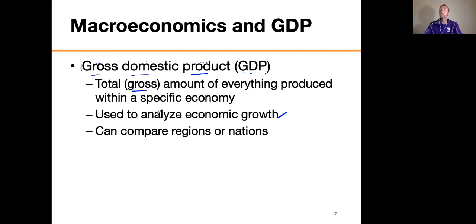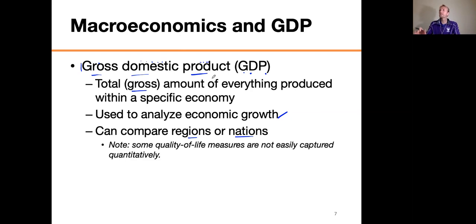All right, we can compare regions or nations. We can compare the GDP of California to the GDP of Arizona, for example. They're very different numbers, obviously. You can compare the GDP of the United States to the GDP of China. And so really it is a shortcut or a proxy to answer the question, how well is the country doing? Okay, I want to point out that some quality of life measures are not easily captured quantitatively.